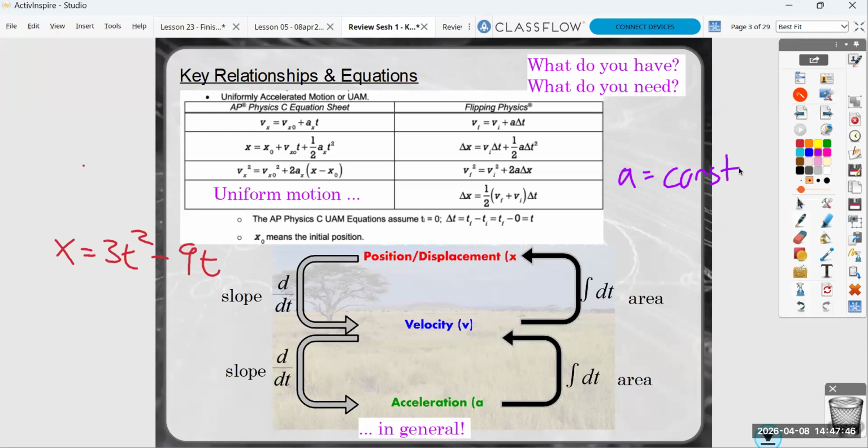There is one secret fourth kinematics equation, which is that if you've got, again, constant acceleration, then your average velocity is actually, wow, this is really slow. Your average velocity is just the average of your initial and final velocities.